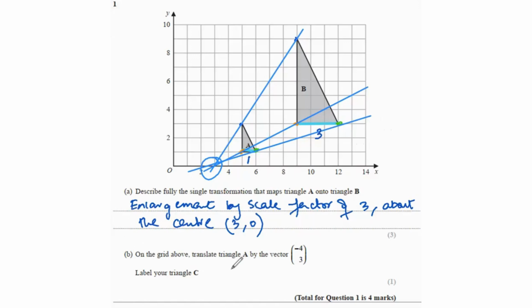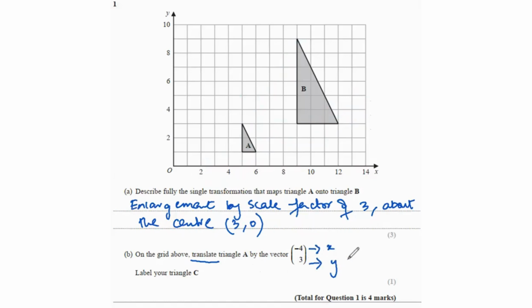Then it says, on the grid above, translate triangle A by the vector -4, 3. Label your triangle C. So let's remove this. So we're translating triangle A by the vector -4 and 3. So when it says translate, that means we're either moving the shape up or down or left or right, depending on what the translation vector is. So the number at the top, that's your X value, and the number at the bottom, that's your Y value.